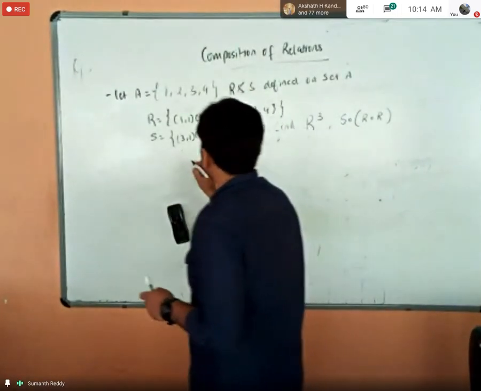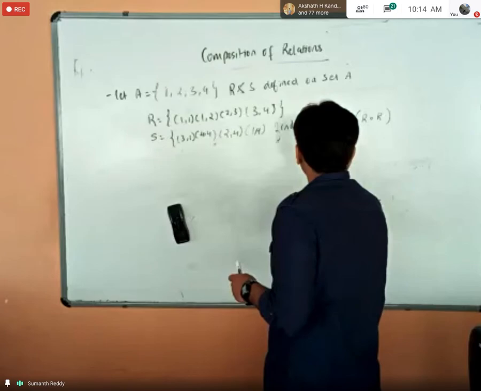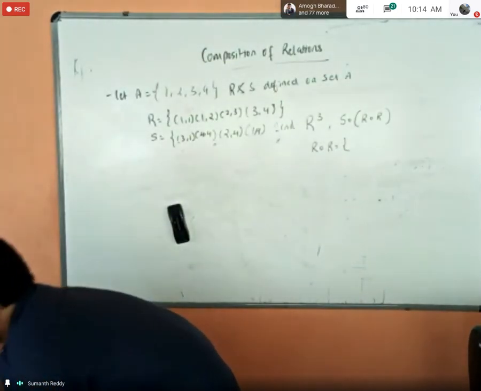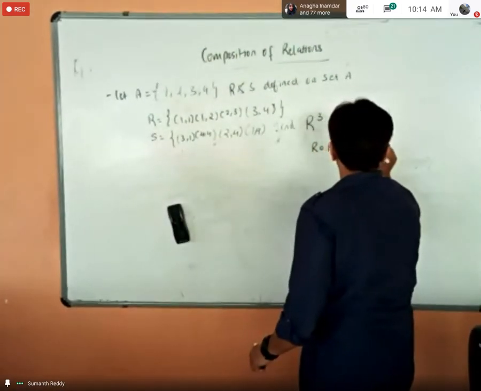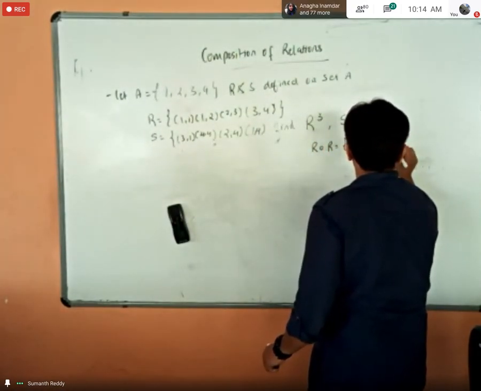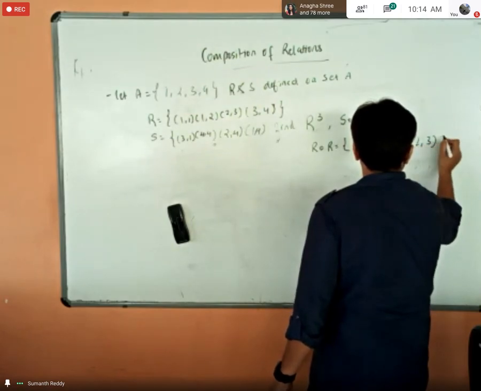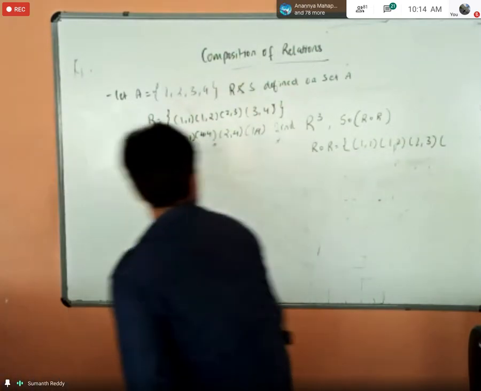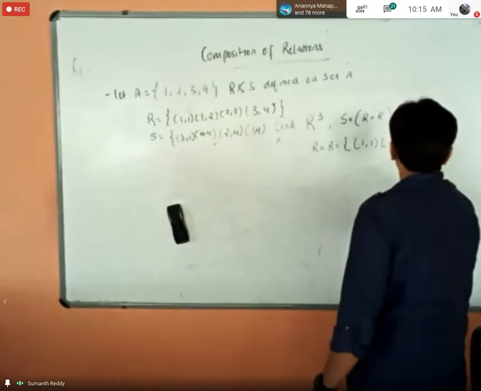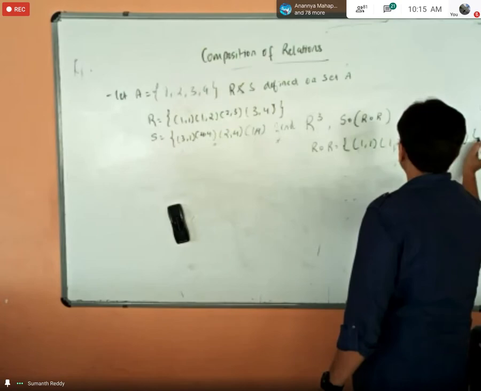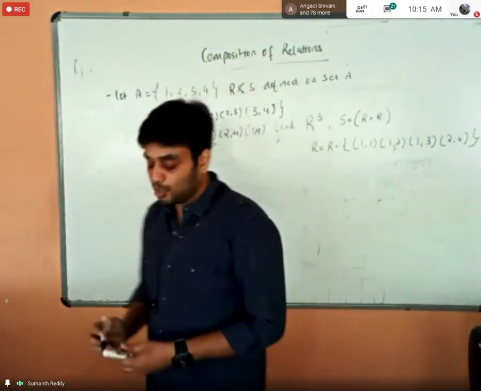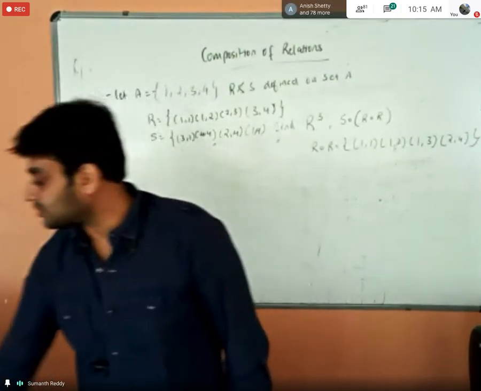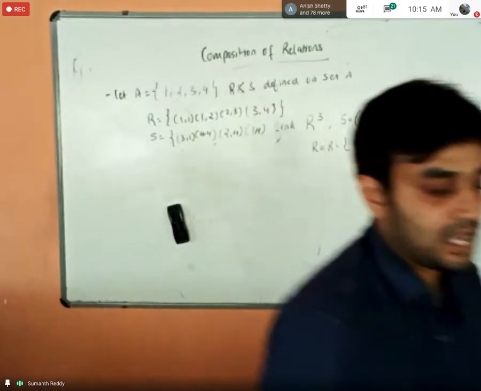For R composition of R, I think you already got the answer. The answer is 1,1; 1,2; 1,3; 2,4. Okay, so now try to find what is R cube and S composition of R composition of R. Again, I'll give another 2 minutes.